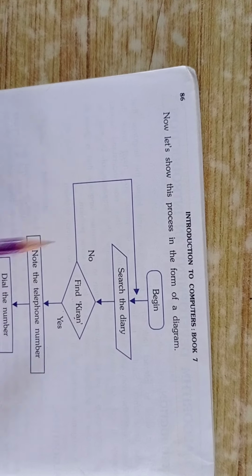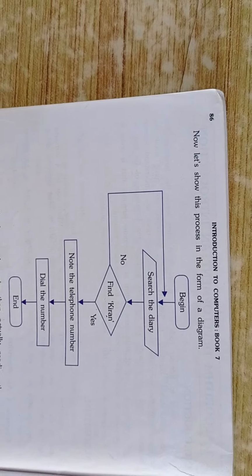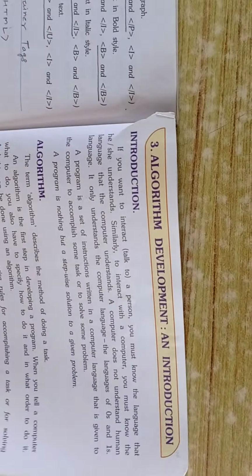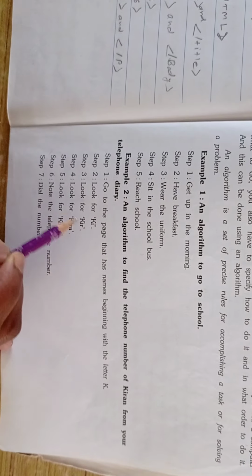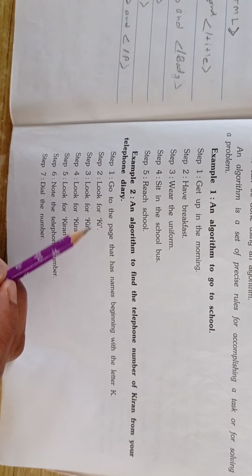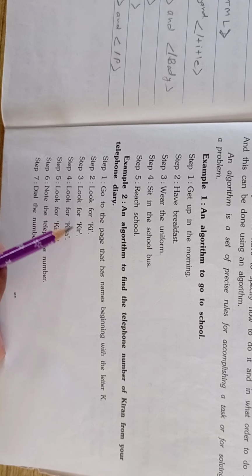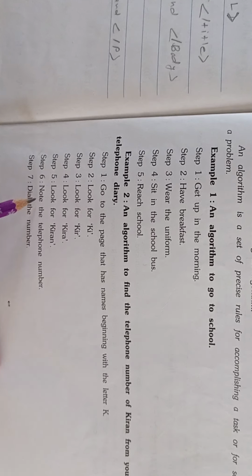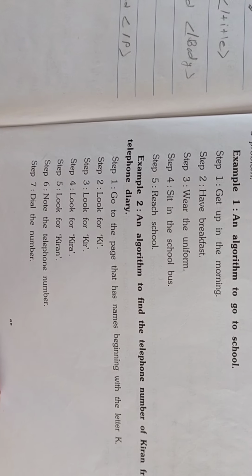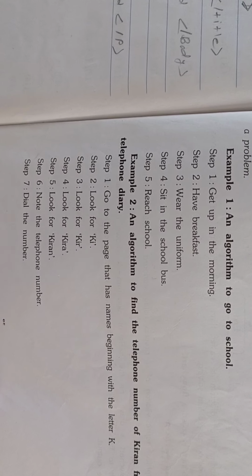Here in page number 86, in the previous video we learned to find an algorithm. We wrote an algorithm to find Kiran from your telephone diary. अगर हमें किरण नाम का कोई भी एक आदमी है उसका नंबर्स चाहिए फ्रॉम टेलीफोन डायरी में, सो व्हाट शैल वी डू? वी गो टू द फर्स्ट पेज विथ लेटर के, देन लुक फॉर KI, लुक फॉर KIRN, देन नोट द टेलीफोन नंबर एंड डायल द नंबर. दिस इज द प्रोसेस, दिस इज द अल्गोरिदम वी शैल डू इट.